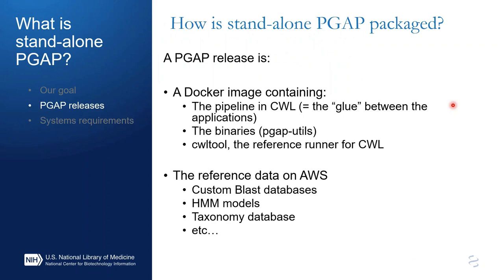So how is standalone PGAP packaged? A PGAP release is really two things. It's a Docker image that contains the pipeline written in CWL, as I mentioned. So that is the glue between the applications. It contains the binaries, and it also contains cwltool, which is currently the reference runner for CWL. In addition to that, a PGAP release includes reference data. This is located on S3 in AWS, and that contains custom BLAST databases, HMM models, a taxonomy database, anything that is really needed for the pipeline to run smoothly.